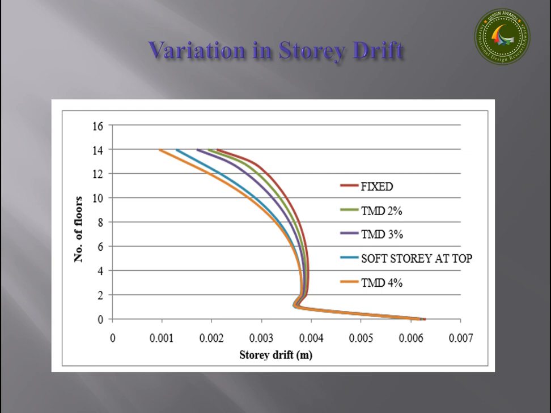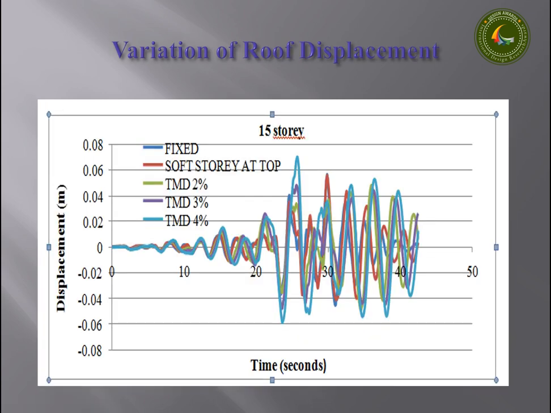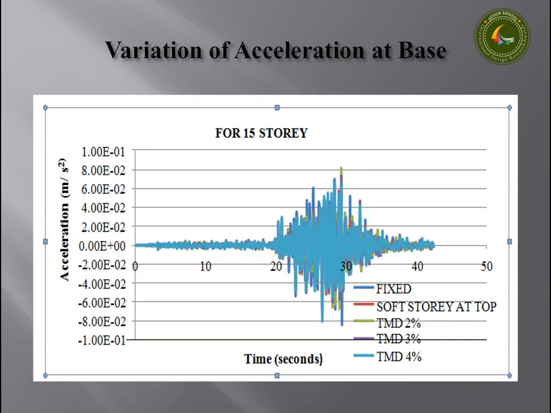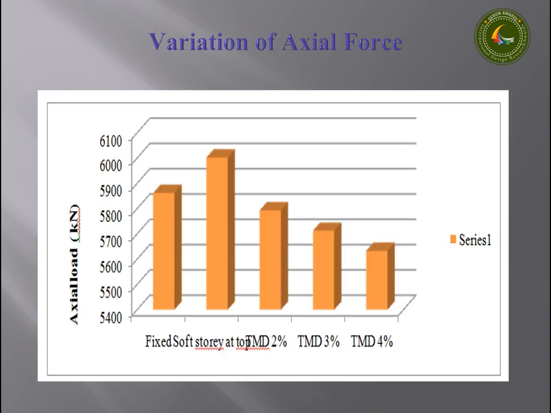Similarly, if we check the variation of the story drift within the 15-story building, we came to know that TMD of 4% gives better results compared to the rest of the models. Similarly, for the variation of roof displacement, here also the TMD of 4% gives the best value compared to other models. Again, for the variation of acceleration at the base, it gives better results if we introduce a TMD with a mass ratio of 4% compared to the rest of the models.